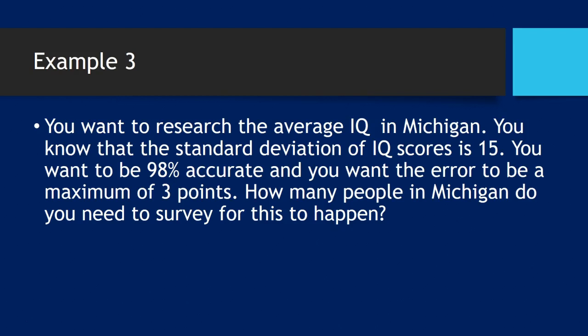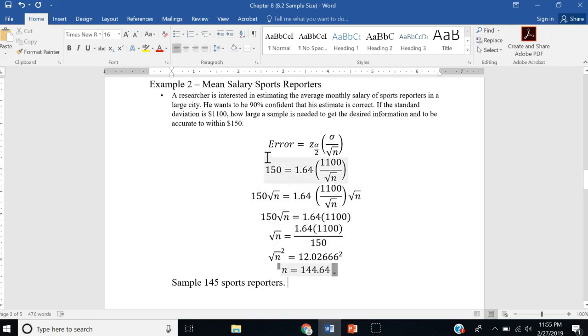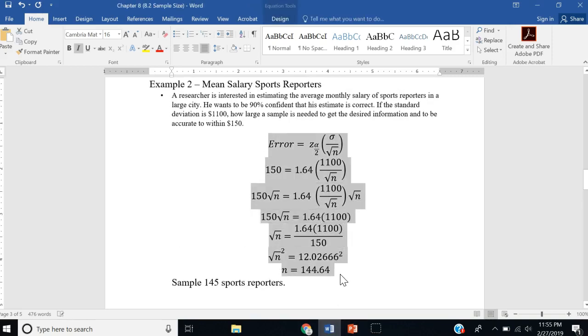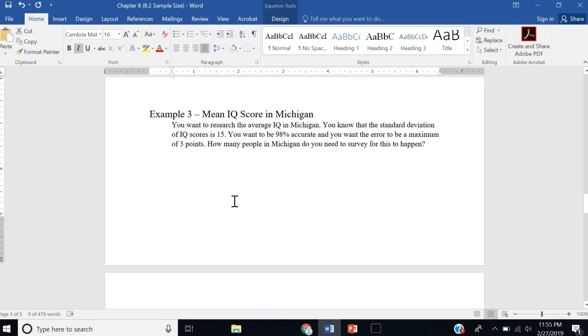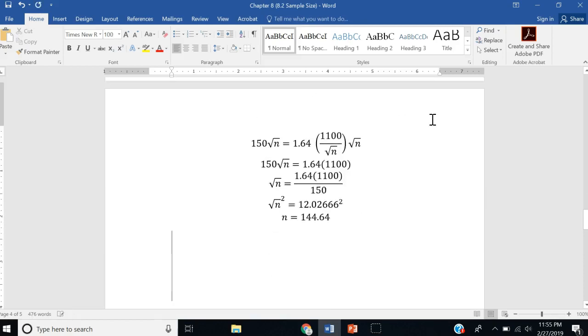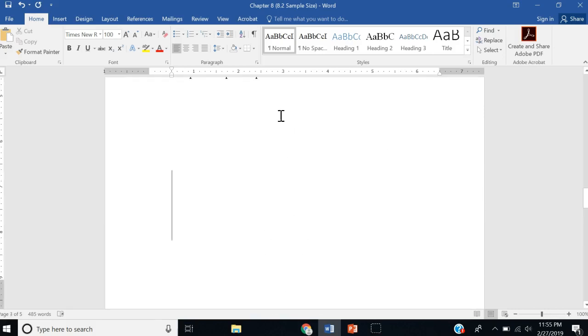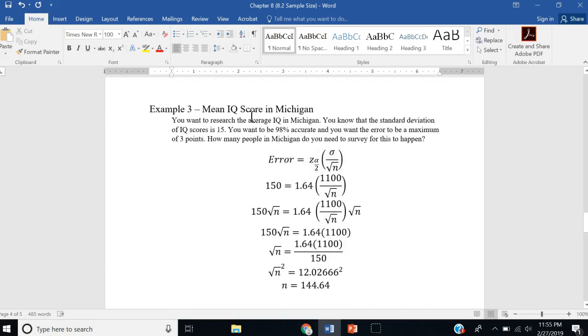In this case, it's pretty clear that we're talking about the average IQ. So the average IQ means that I am going to put this in. I apologize for that. So we're talking about average IQ. Okay, so we want to put the error formula that you get from the z interval.